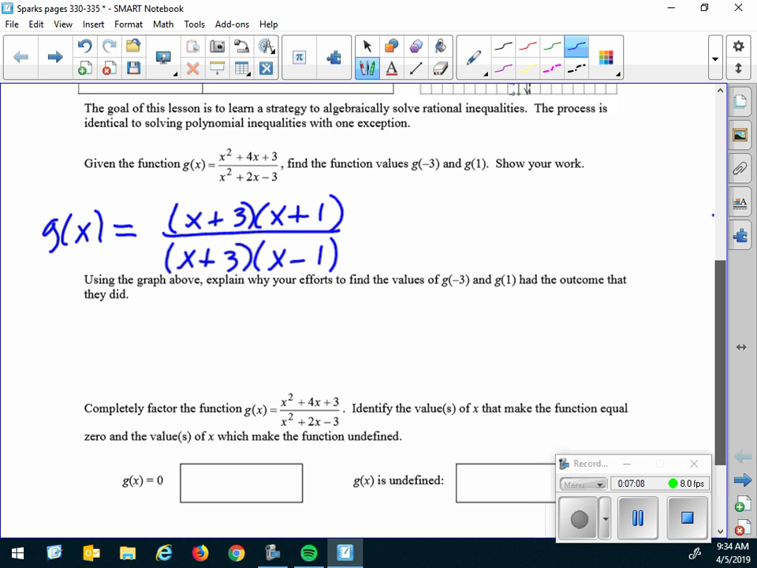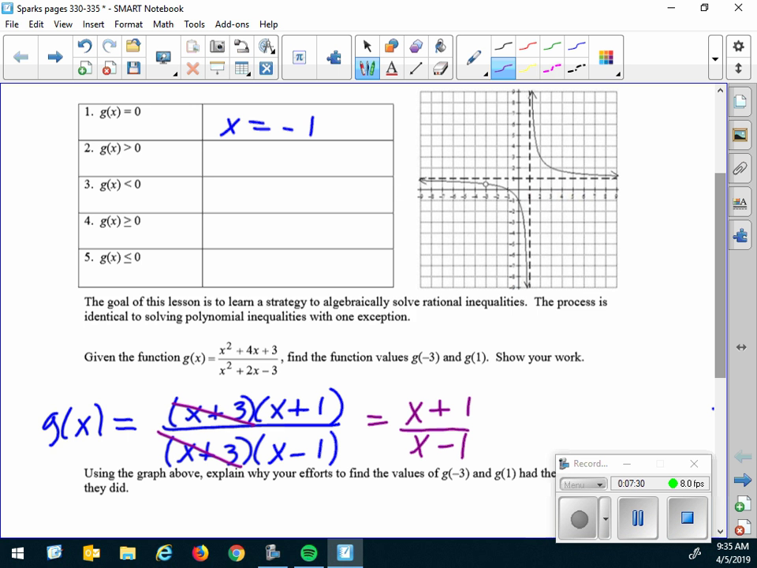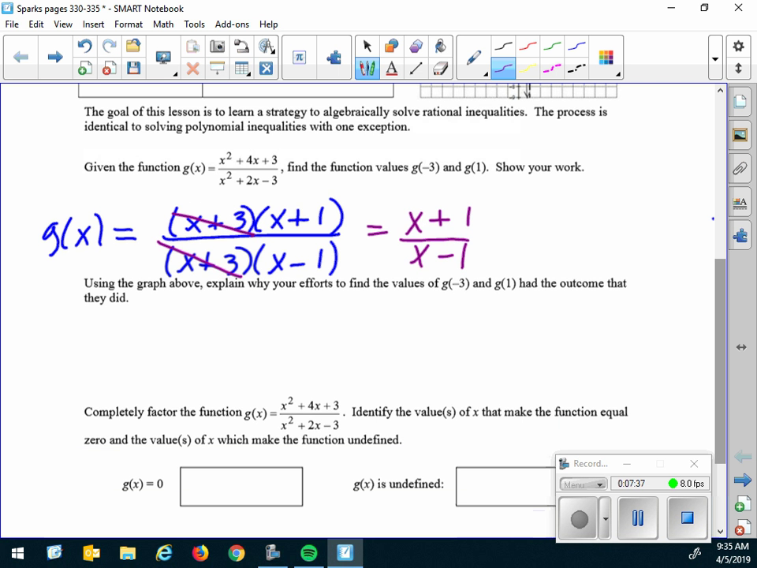What do you notice? Yep. The x plus 3's factor out, and you're left with x plus 1 over x minus 1. Now, ladies and gentlemen, if you graphed x plus 1 over x minus 1 on your calculator, it would look exactly like this, except there would be no hole. Because when we factored out the x plus 3, we factored out the hole.